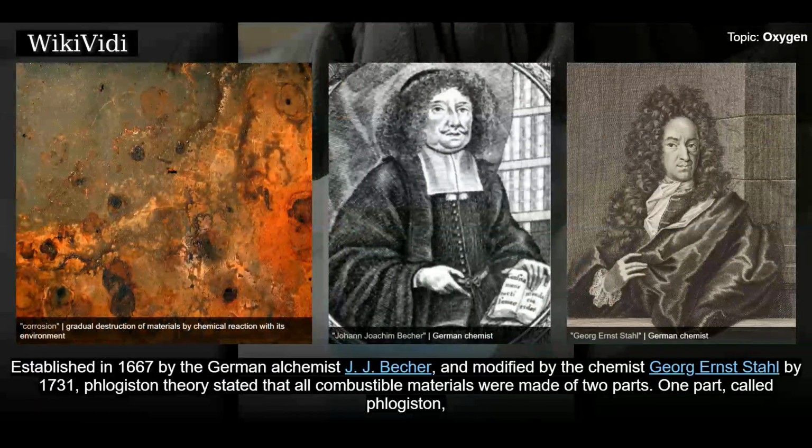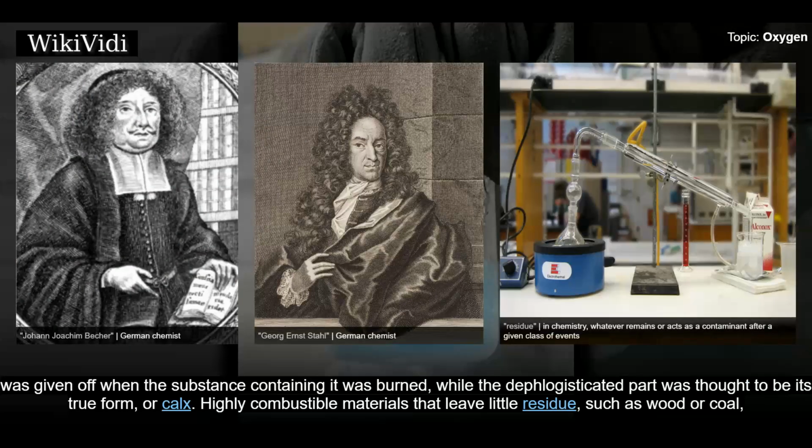Established in 1667 by the German alchemist J.J. Becher, and modified by the chemist Georg Ernst Stahl by 1731, phlogiston theory stated that all combustible materials were made of two parts. One part, called phlogiston, was given off when the substance containing it was burned, while the dephlogisticated part was thought to be its true form, or calx.